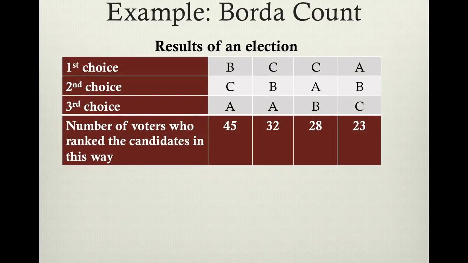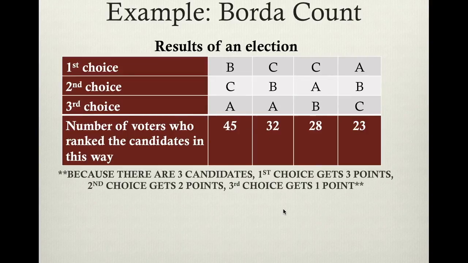So here's an example. I have 3 different candidates, A, B, and C. There are 45 people who ranked B, C, A. So B first, C second, and A third. There are 32 people who rank them C, B, A, 28 C, A, B, and 23 people A, B, C. That's how they ranked it. So it just so happened that 45 people liked B, then C, then A, and so on.